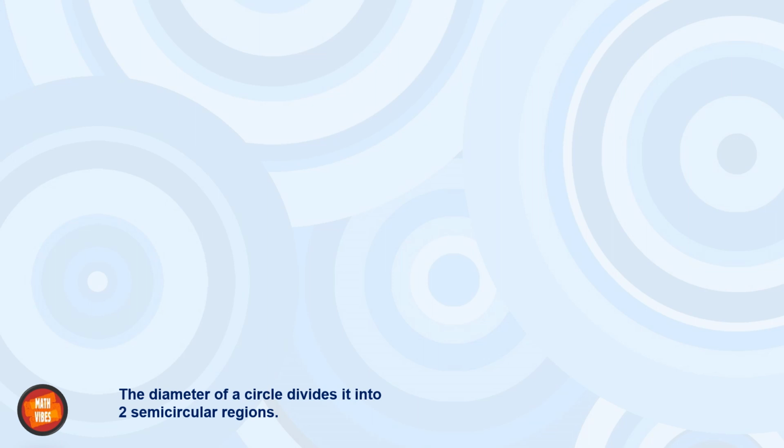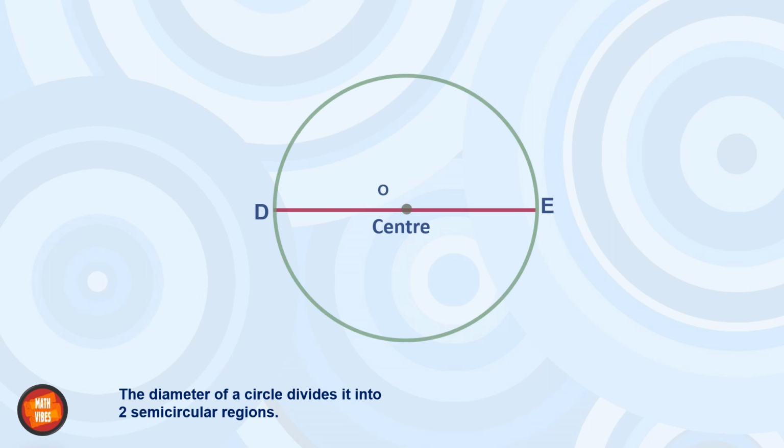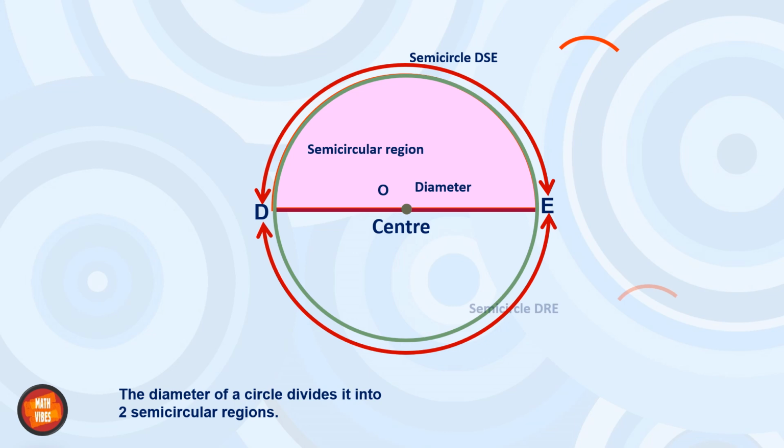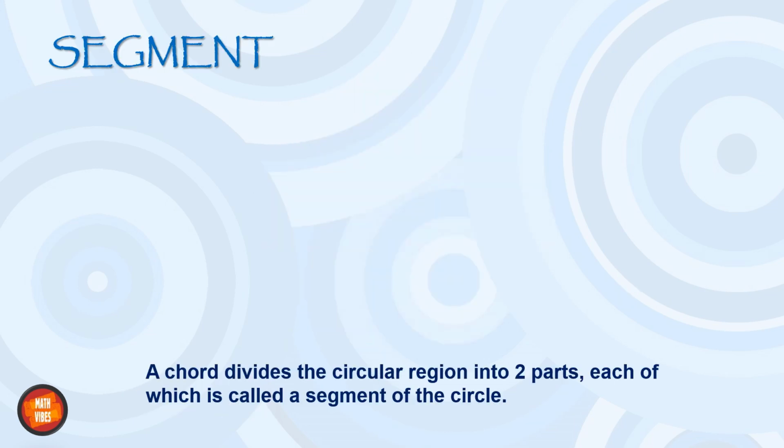Now next, let us prove that the diameter of a circle divides it into two semicircular regions. Suppose you have a circle over here with the diameter DE. This portion is semicircle DSE, and this pink one is semicircle DRE. So the diameter of a circle divides it into two semicircular regions. The diameter is the exact half of the circle.